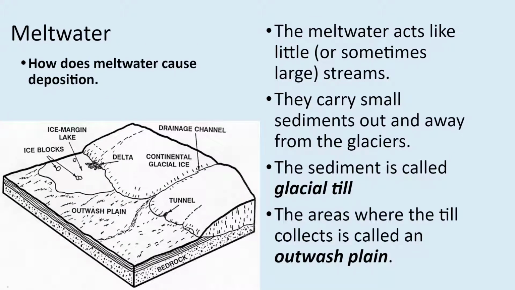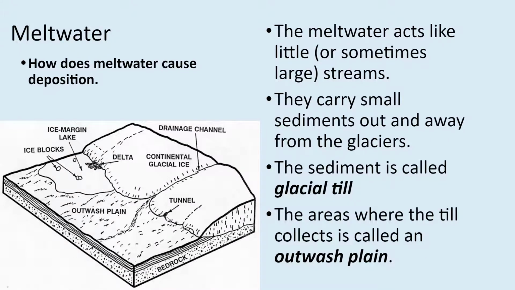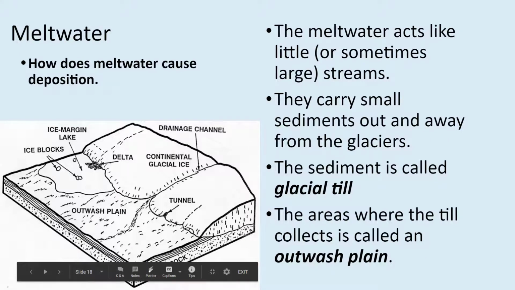So meltwater, you guys, is essentially any water that melts off of a glacier. And again, because glaciers are on an incline, meltwater flows downhill. And this meltwater carries sediments out and away from glaciers. And this sediment, you guys, is something that we call glacial till. So you can see where I have it highlighted here. The areas where the till collects is called an outwash plain. So if we're looking at this diagram right here, this represents a glacier. This represents the melting front of a glacier. This represents little streams that are melting off of it. This area right here is called the outwash plain.